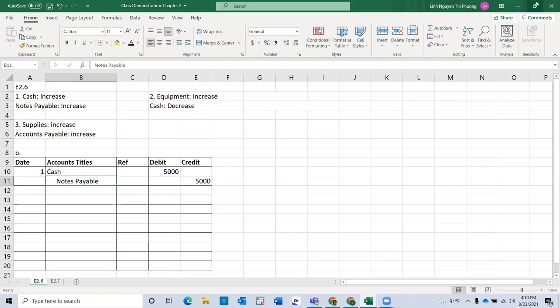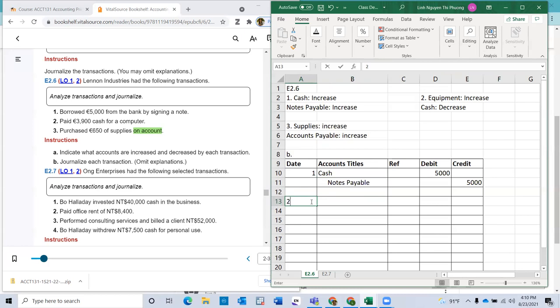Okay, next, number two. Pay 3,900 cash for a computer. So we have equipment debit 3,900, okay? And we pay money, right? So our cash will credit 3,900. Again, if you want to indent it, you will select this one to indent it to the right.